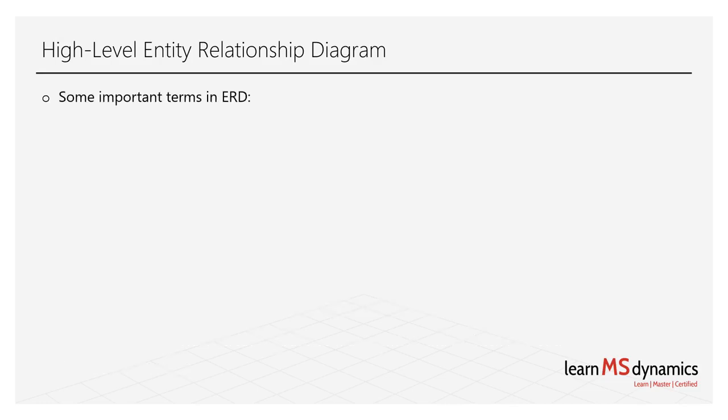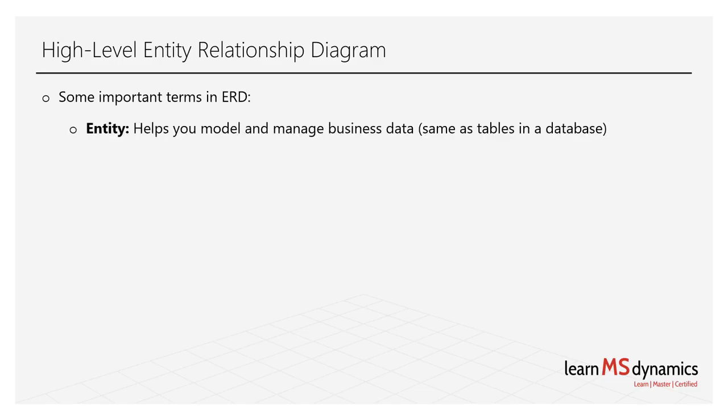Let's talk about some of the important terms in ERD which you will be using, even if you're building a custom application or you're working with Dynamics 365. The first one is entity. Entity helps you model and manage business data. You can consider them as the tables in a database. In Dynamics 365, we have CDS, Common Data Service. In that you have entities.